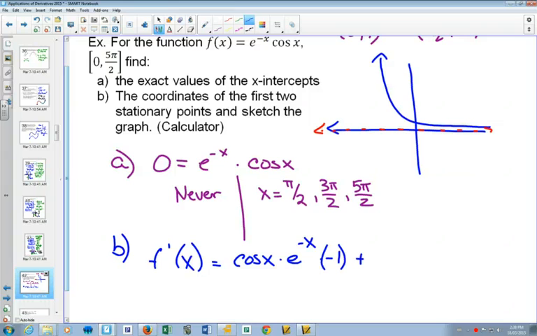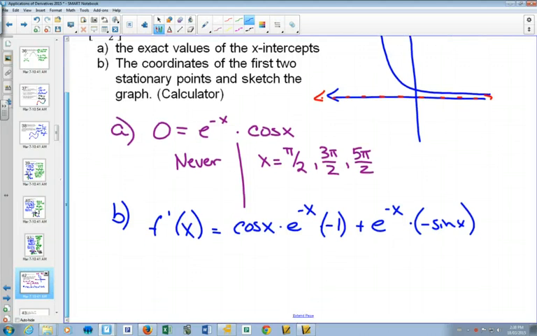Plus, keep the other one the same, multiply by the derivative of cos. The derivative of cos is negative sine x. Again, as I said before, it's often with these ones with e to the negative x, you can see you could factor that out again. Okay? You can in fact factor out a negative e to the negative x, leaving you with cos x plus sine x.